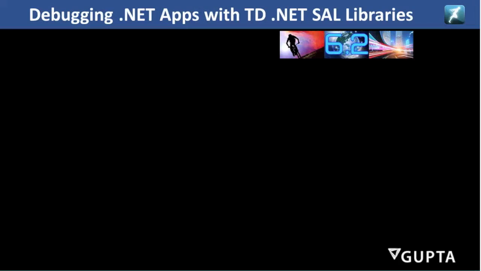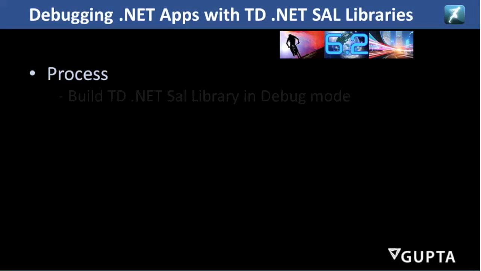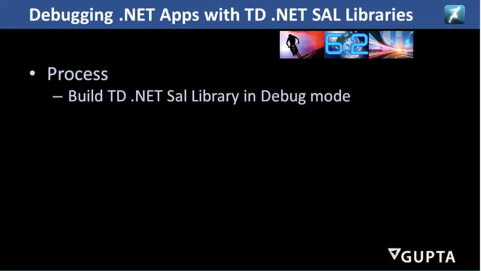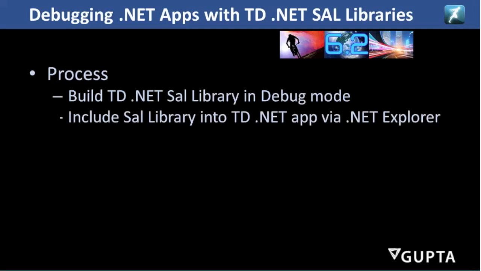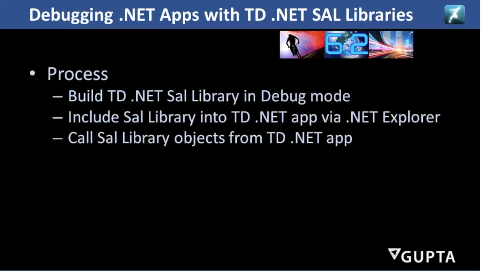So here's the first thing: debugging .NET applications. You build a Team Developer .NET Sal library, and you build that with the debug mode checked in the build settings. You then include your new Sal library into a TD.NET application via the .NET Explorer. And then you call the windows and classes in that Sal library from your Team Developer .NET application.